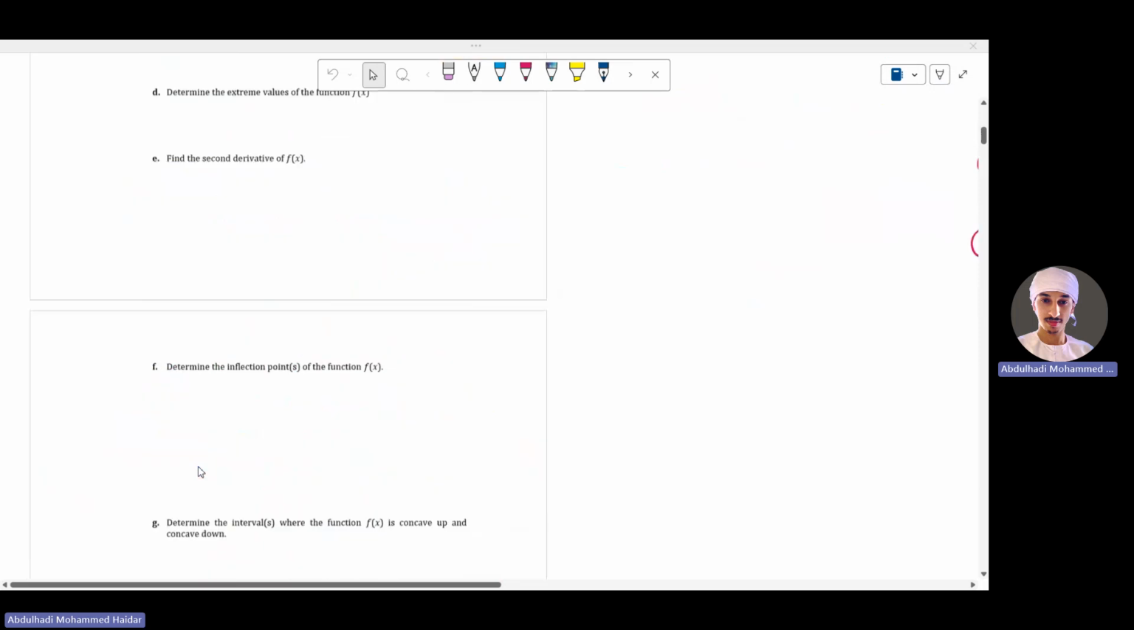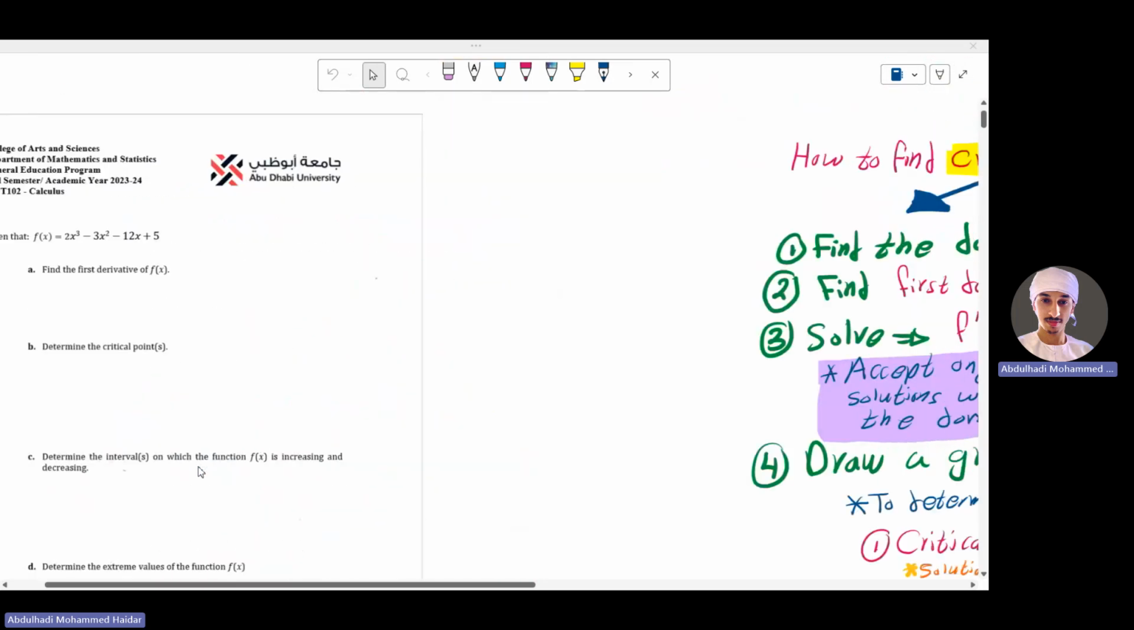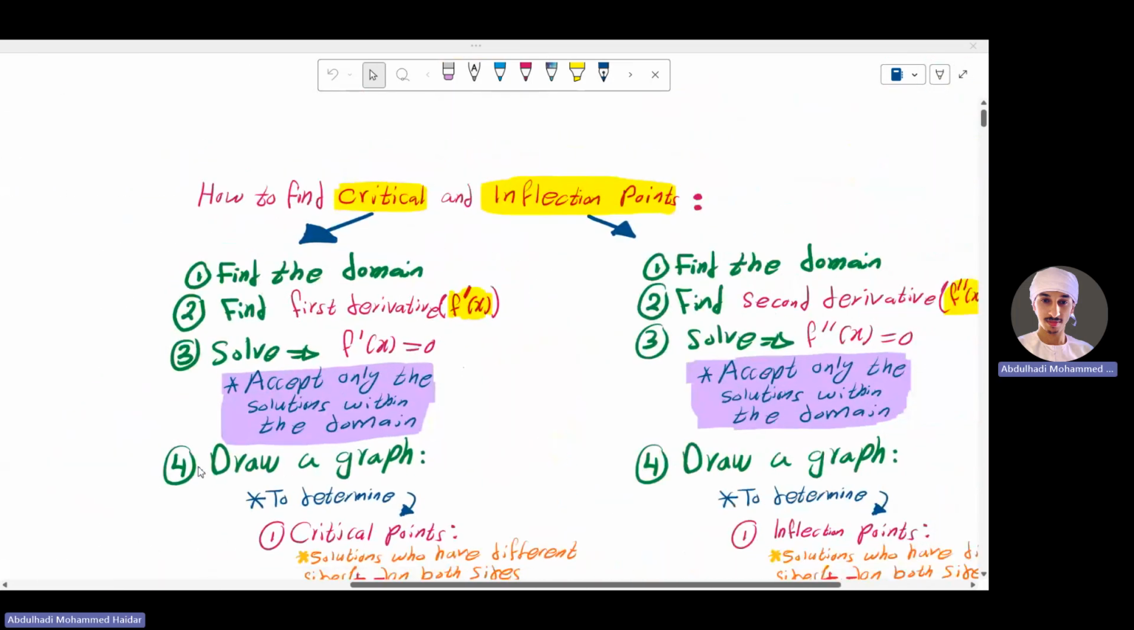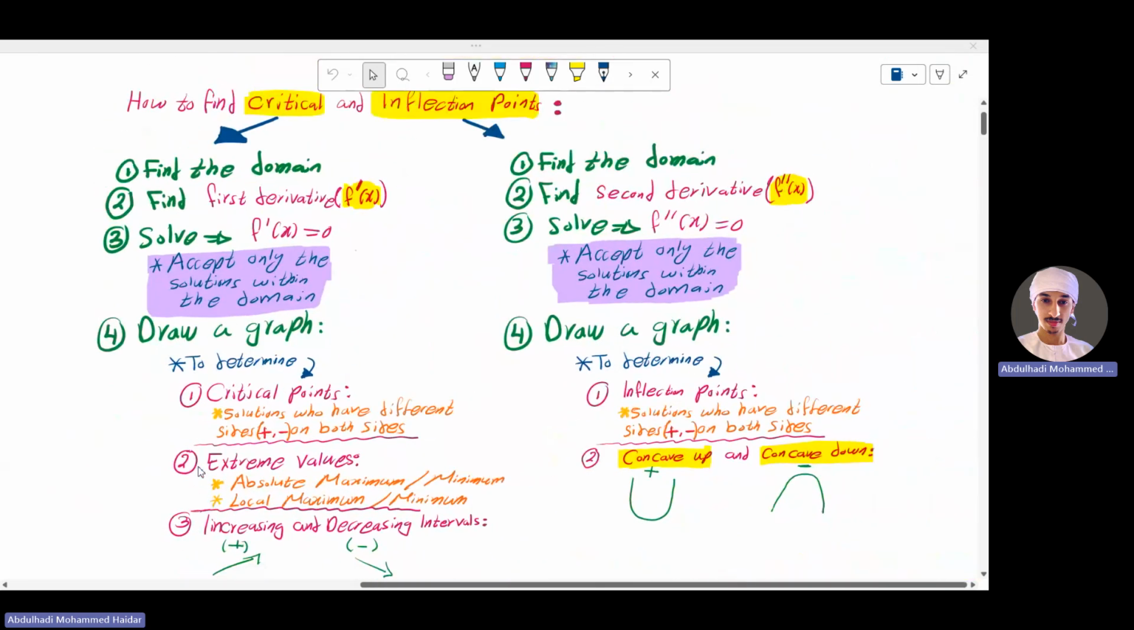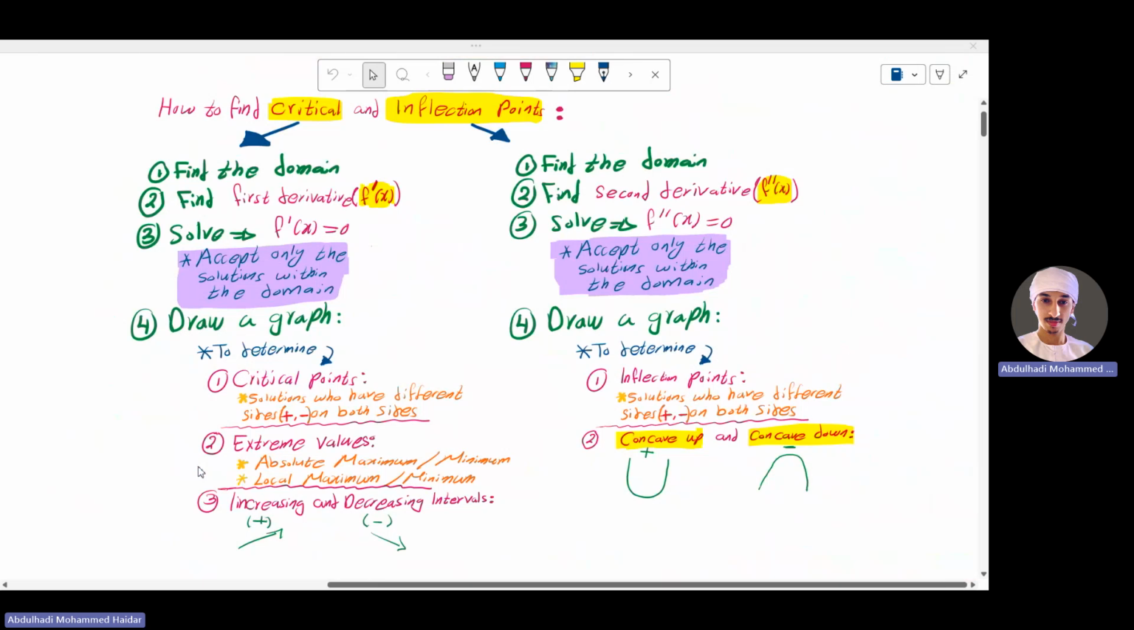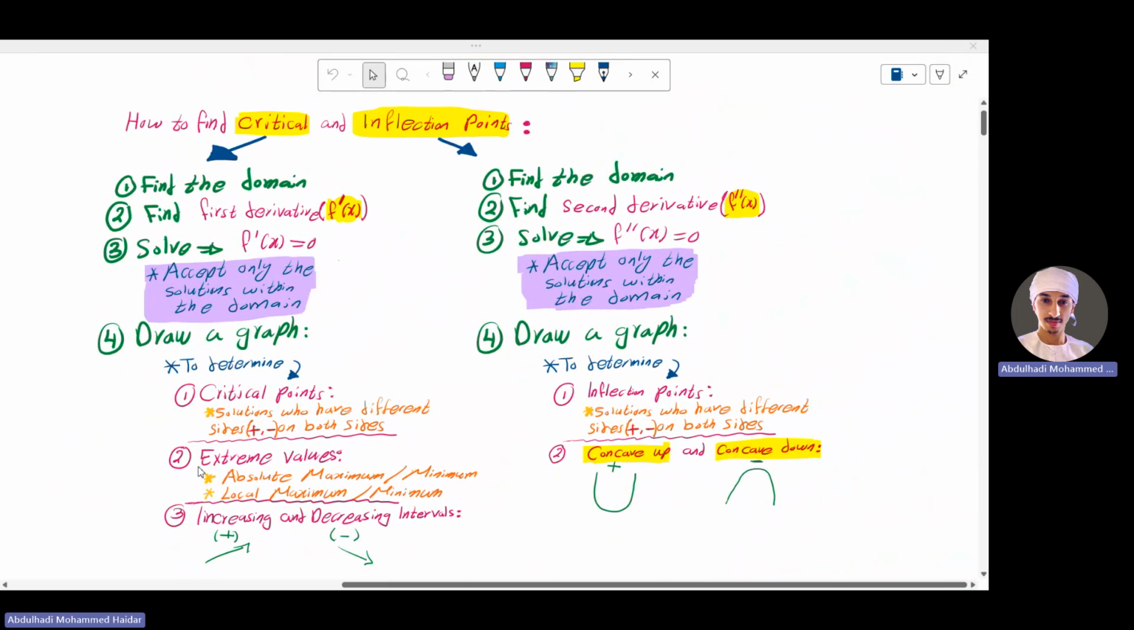Before we start solving, I have a good summary about the difference between critical and inflection points and how to find them. This question may come in the final exam as parts A, B, C, D, okay? So the first thing, when you have a question about critical and inflection points, you have to find the domain, the domain of the original function, okay?